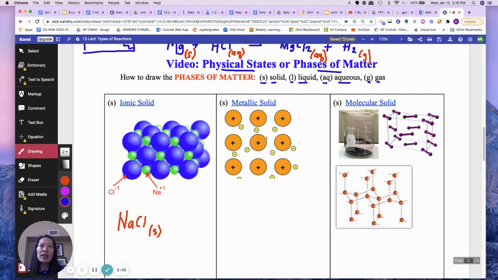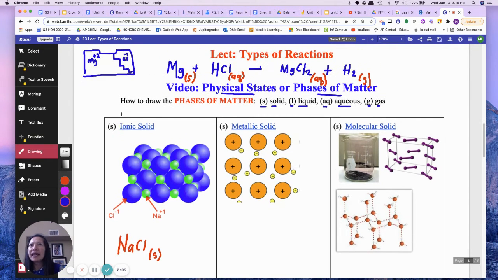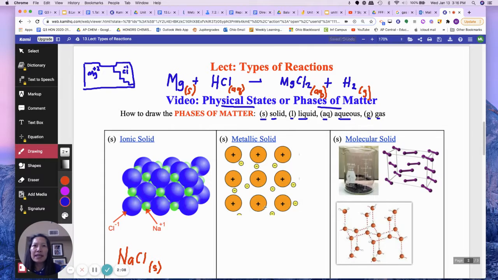A metallic solid looks a little bit different. In this case, let's say it's just solid magnesium. Magnesium is a metal, so you have the +2. In a solid, you would have the magnesium bonded to another magnesium, +2. What's holding them together are the valence electrons that are free to move everywhere, as depicted by this picture right here. So that's a metallic solid. The metals are on the left side of the staircase.